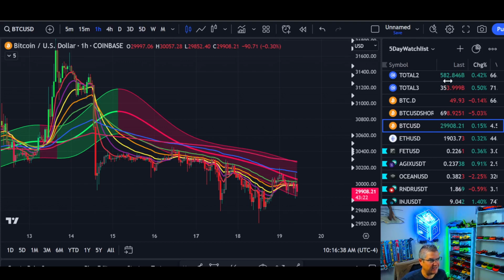Bitcoin Gaussian channel update across multiple time frames. We're going to start off on the low hourly chart so you can know what to focus on the rest of today. And then we'll zoom out to the 4 hour, daily, weekly, get the bigger picture on where we're at.